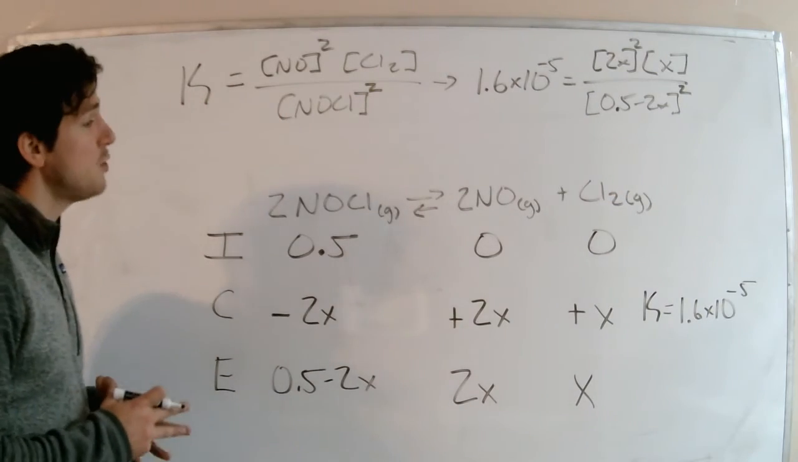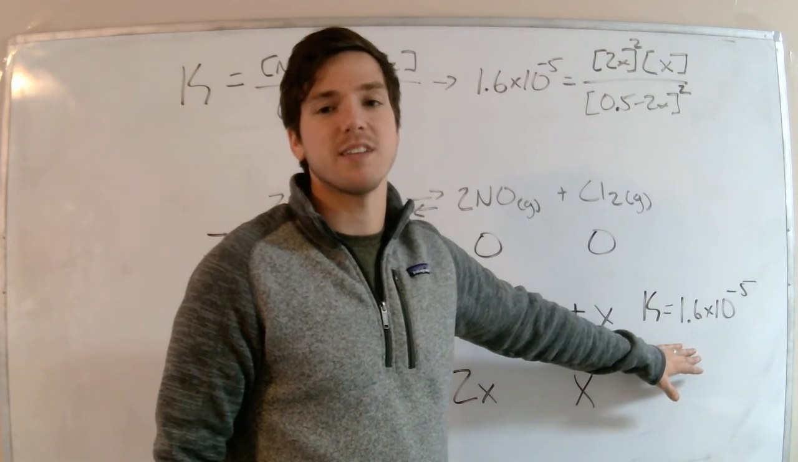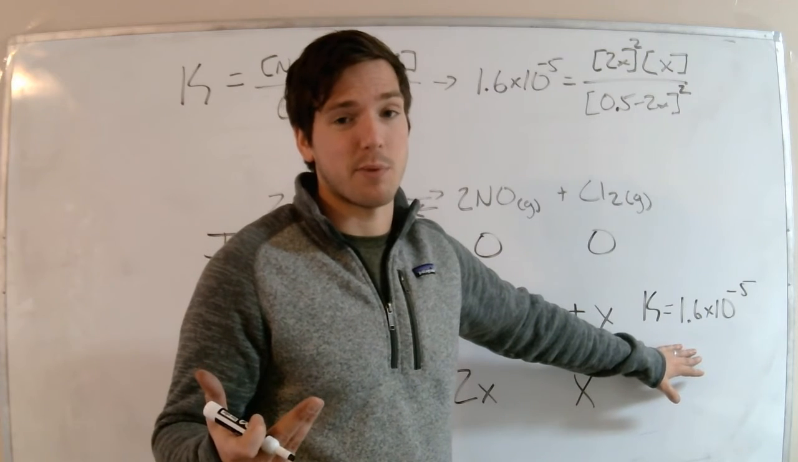So whenever you get a K that is really, really, really small like this, 1.6 times 10 to the negative fifth, that means there's not going to be a whole lot of products being formed.